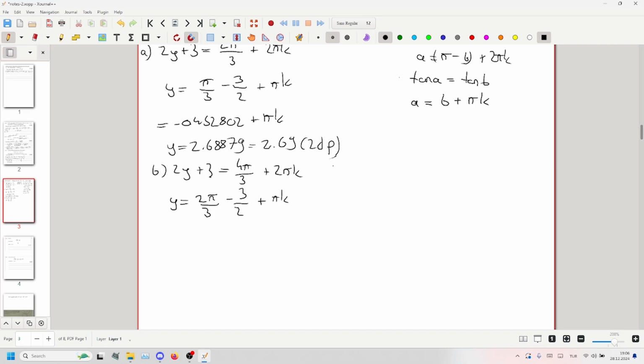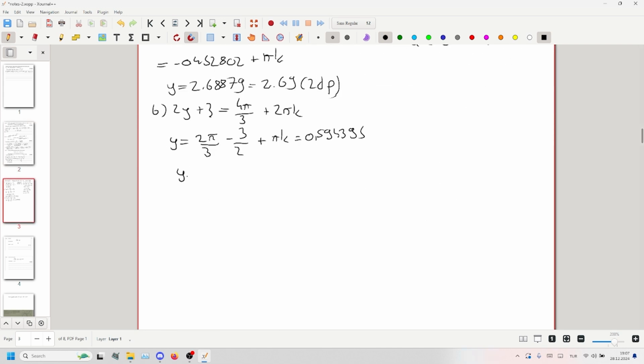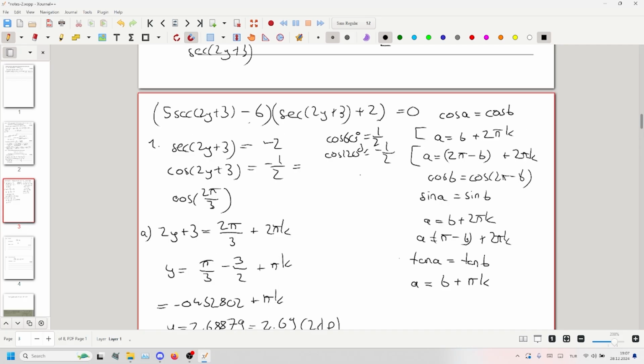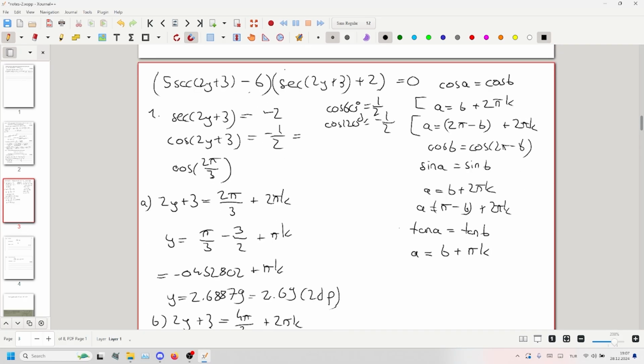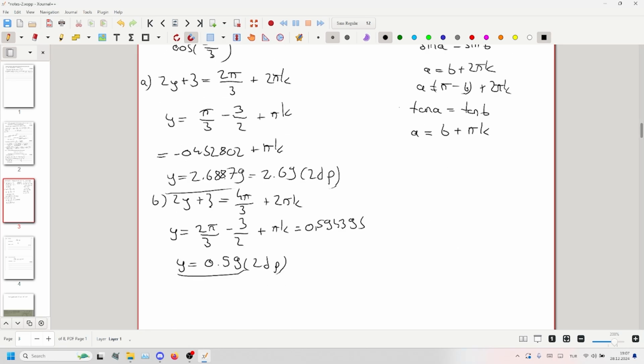So again, we should put that into RTI. So 2 times pi thirds minus 3/2. That will give us 0.594395, and that is in this range of 0 to pi, so we don't need to add a pi. So one solution we get from this, in 2 decimal places, is 0.59. Okay, so that was one of the solutions we got from this, so we got 2 solutions right now, these 2.